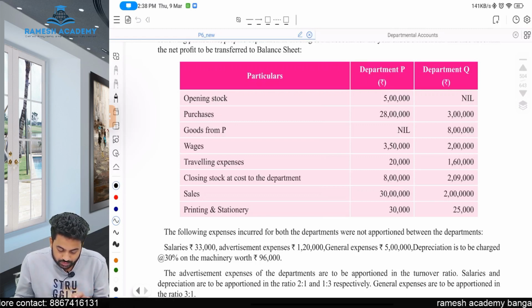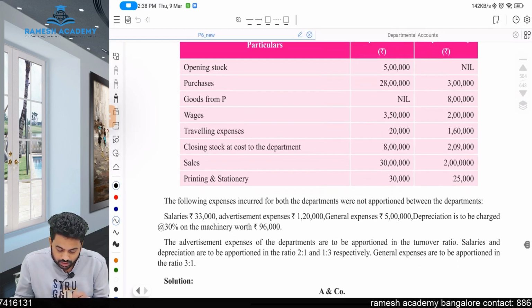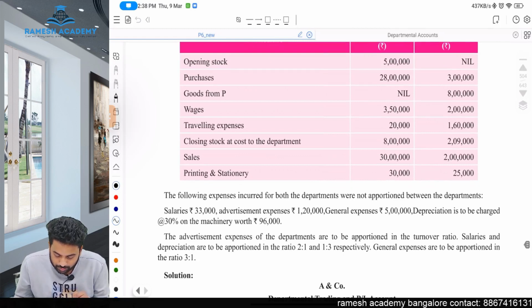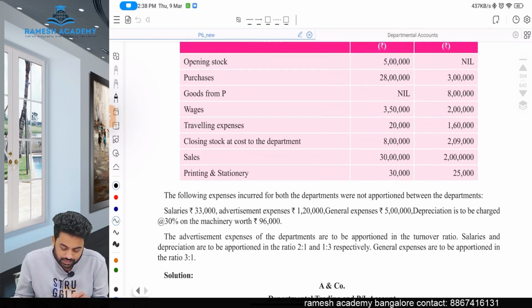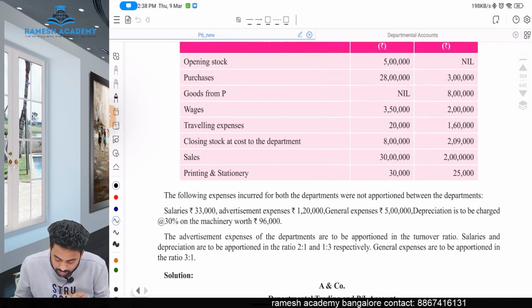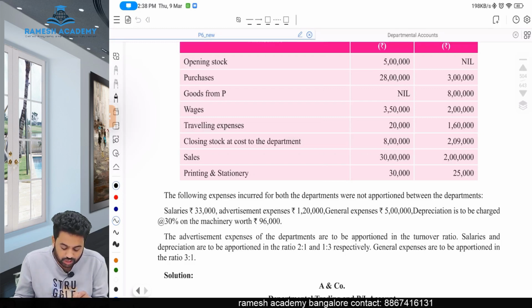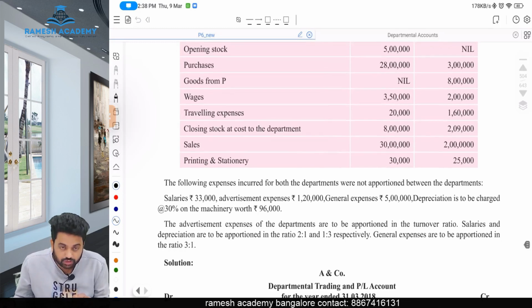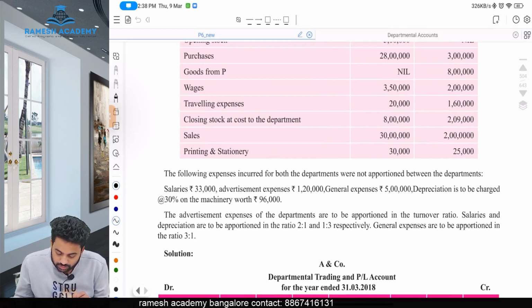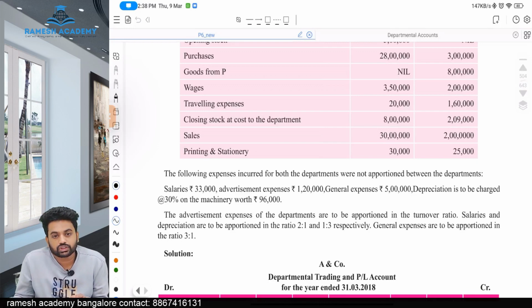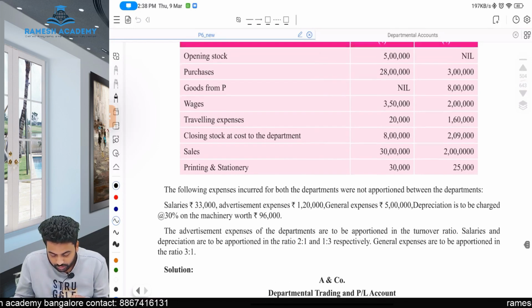Sales they have given, printing and stationery they have given. The following expenses incurred for both the departments were not apportioned between the departments: salaries of 33,000, advertisement of 120,000, general expense of 500,000, depreciation to be charged at 30% on the machinery worth rupees 96,000. The advertisement expense is to be apportioned in the turnover ratio. Salaries and depreciation are to be apportioned in the ratio of 2:1 and 1:3 respectively. General expenses are to be apportioned in the ratio 3:1. Simple.